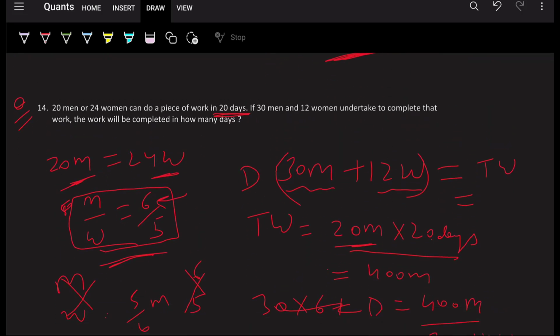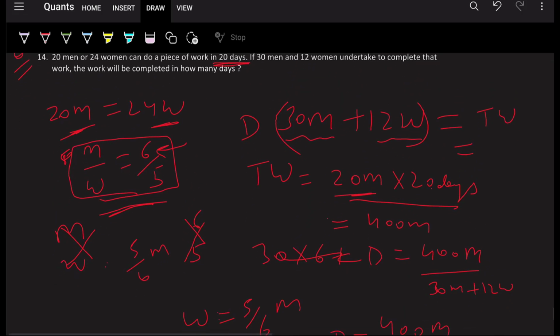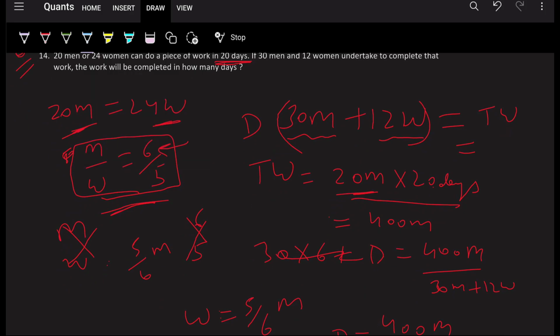We have to understand this again. First, it is given that 20 men and 24 women do the same piece of work. So I can write that 20 men's efficiency will be equal to 24 women's efficiency. So from here I got m divided by w is equal to 6 by 5. Now the work done by 30 men and 12 women will be what?